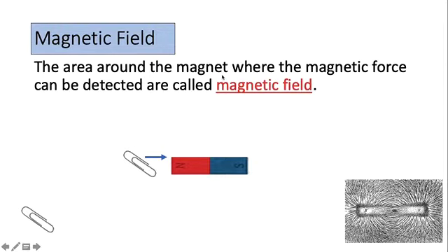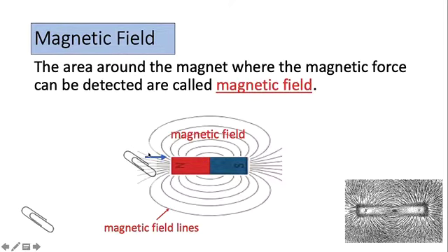The area around the magnet where the magnetic force can be detected is called the magnetic field. Let's take a look at this diagram. This is a magnet. Around this magnet is a magnetic field. This is where the magnetic force is. What forms the magnetic field? The magnetic field is formed by the magnetic field lines. Now here is exactly the pattern of the magnetic field.